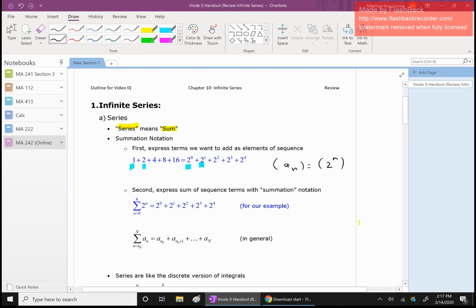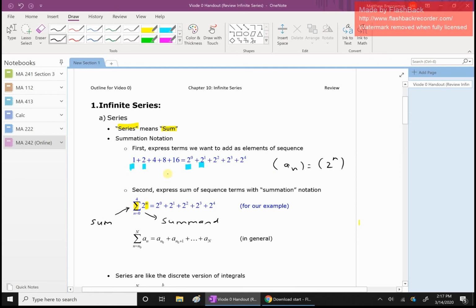The way that we read this is that this symbol here is sigma, and it stands for sum. So this is a set of instructions. It's telling us to sum, and this 2 to the nth is what we call the summand. It's telling us what to sum. So it's saying sum the terms of this sequence, 2 to the nth. n is known as the index of the sequence. It's telling us what the position of the term is that we want to sum.